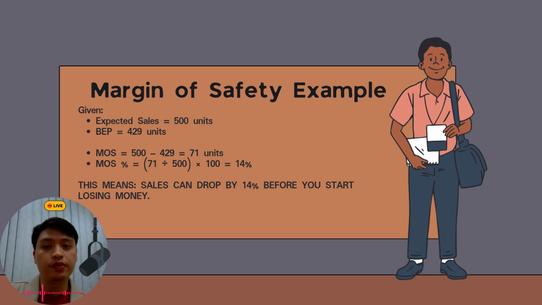So to sum it up, know your break-even point first to track your margin of safety and use these tools to make smart, lower-risk decisions.